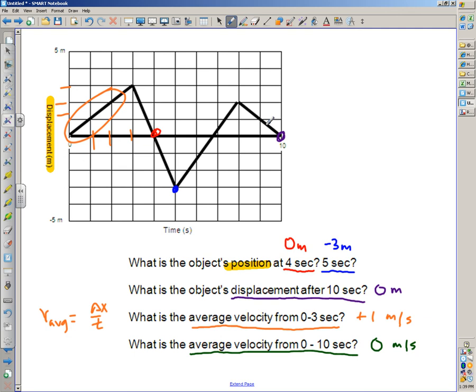Okay? Sure, go ahead. When you're finding the speed, would you have to put a positive or negative?